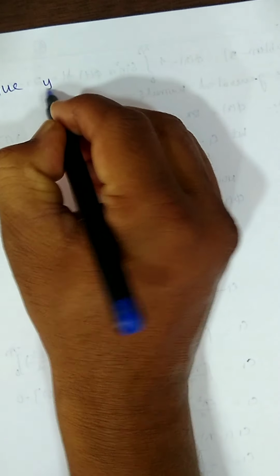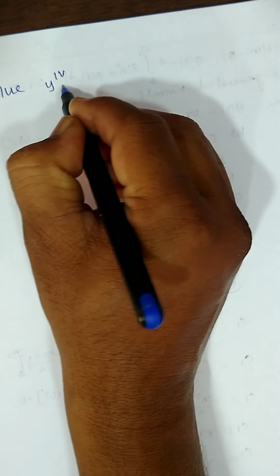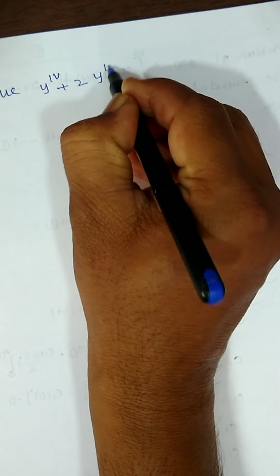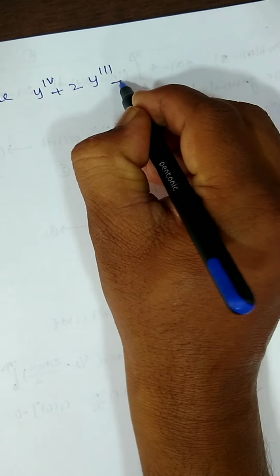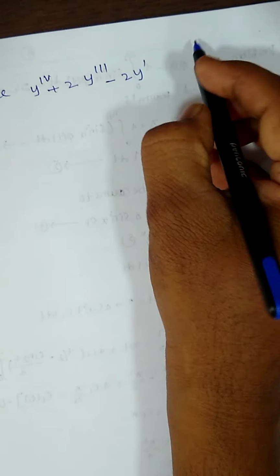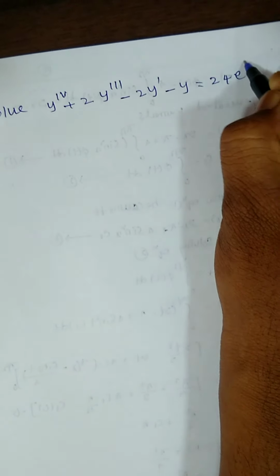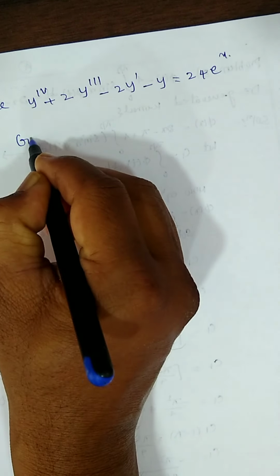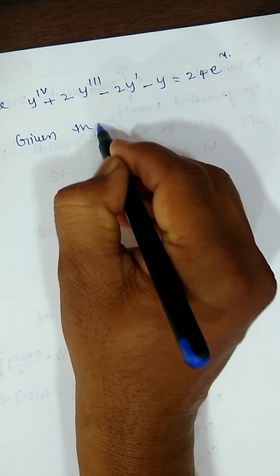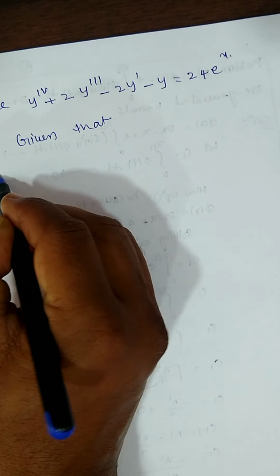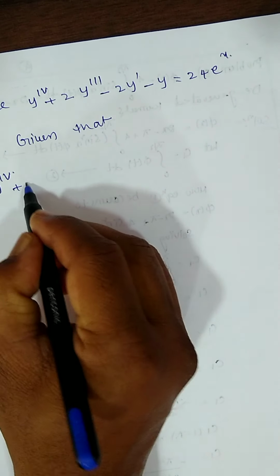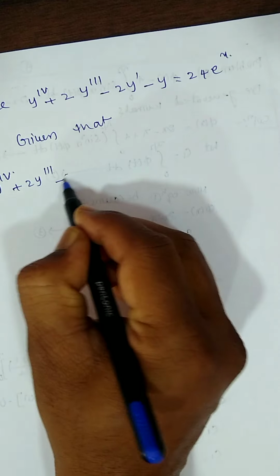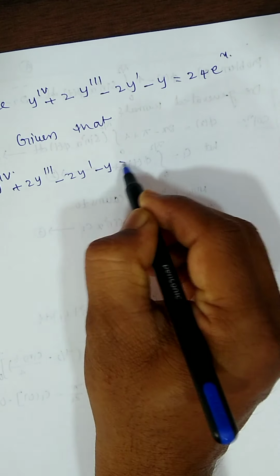Now solve the fourth derivative of y plus 2 times the third derivative of y minus 2 times the first derivative of y minus y equal to 24 e to the power of x. Solution. Given that y'''' + 2y''' - 2y' - y = 24 e to the power of x.